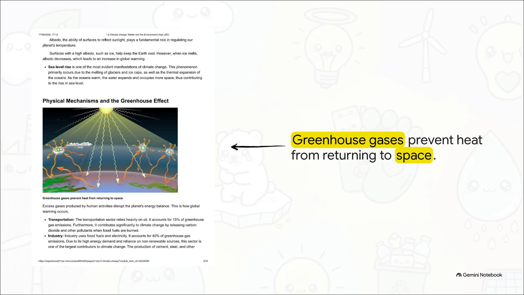The physical mechanism here is pretty exact. Solar energy reaches the Earth, and normally a lot of that heat would just radiate right back out into space. But those excess greenhouse gases, which are produced primarily by industry and transportation relying on fossil fuels, well, they form a barrier. They act like a giant blanket, preventing the heat from returning to space, trapping it in our atmosphere, and completely disrupting the planet's energy balance.